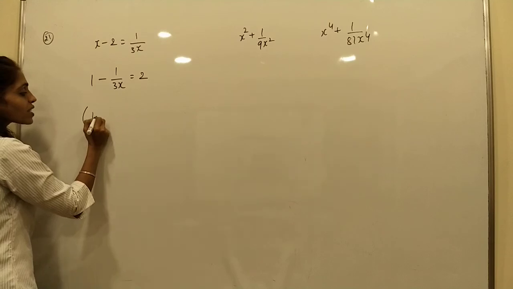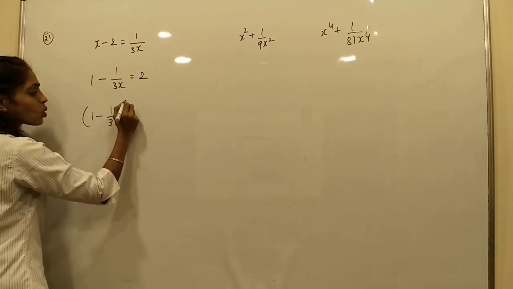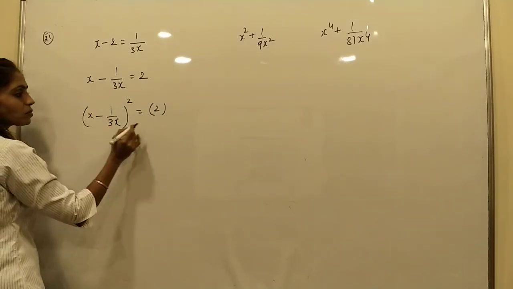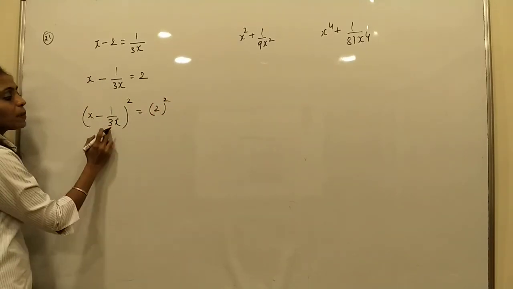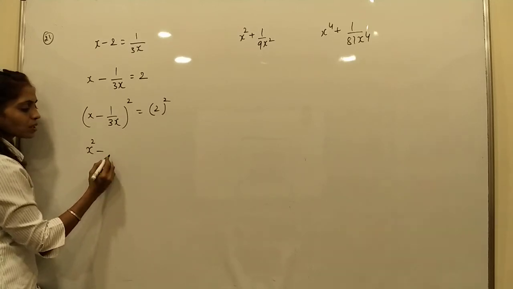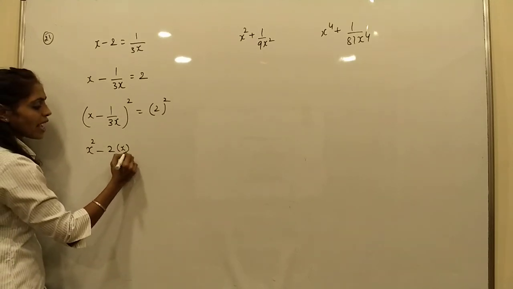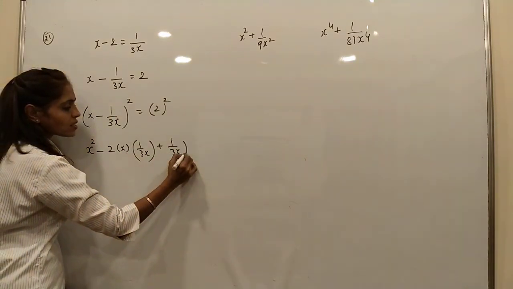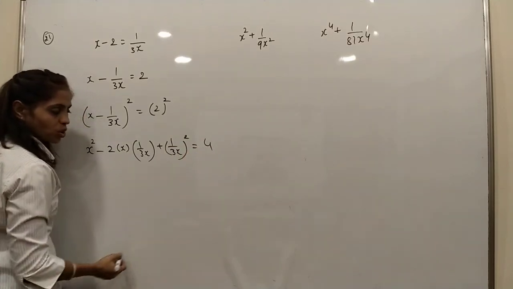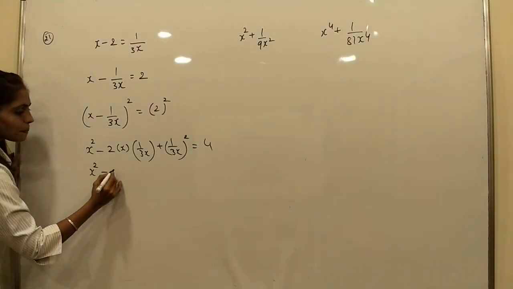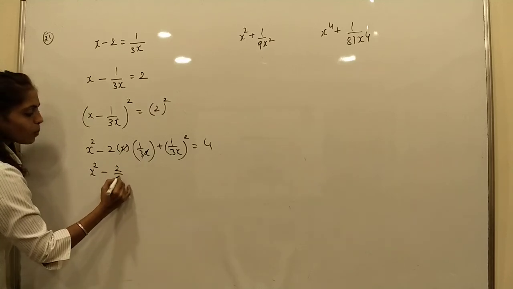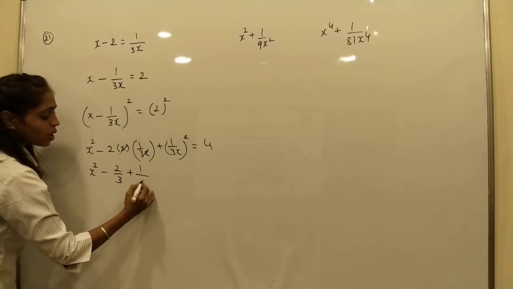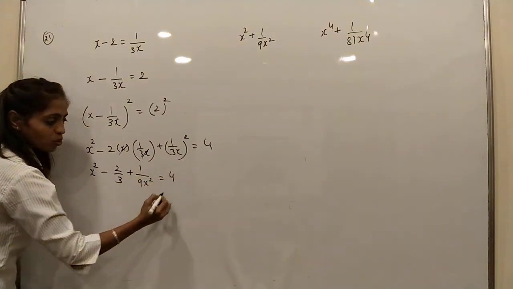Now squaring on both the sides, x minus 1 upon 3x the whole square is equal to 2 the whole square. Now (a minus b) the whole square is x square minus 2 times x into 1 upon 3x plus 1 upon 3x the whole square, which is 4. So the x cancels, leaving 2 by 3, plus 1 upon 9x square equal to 4.